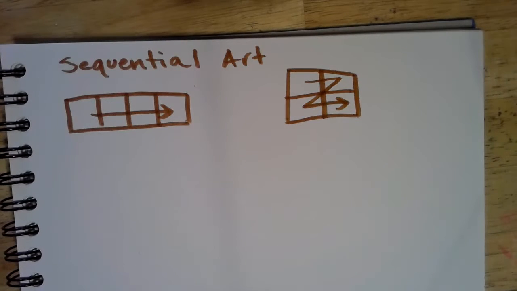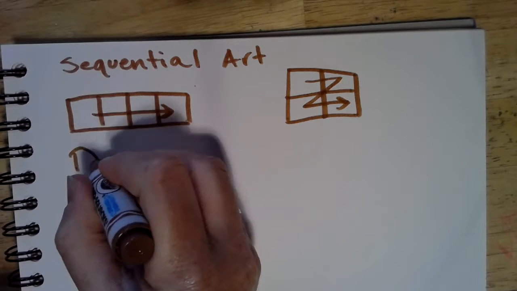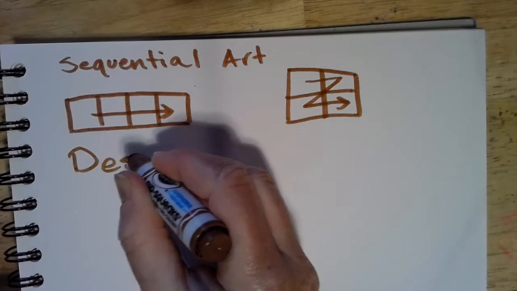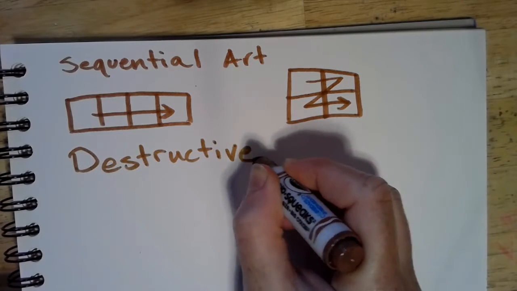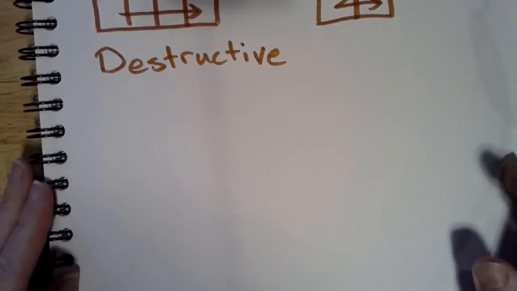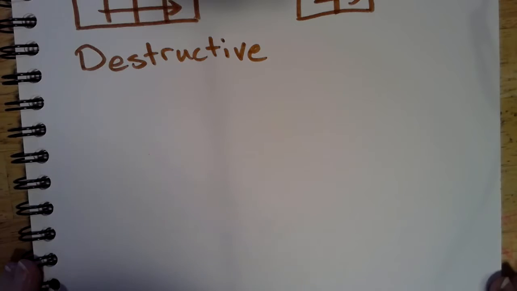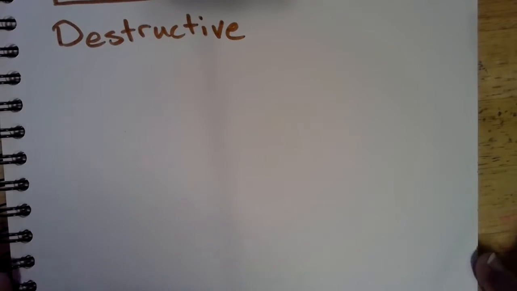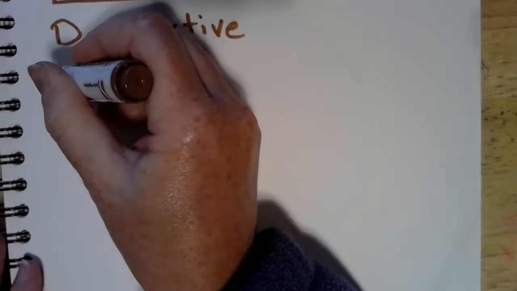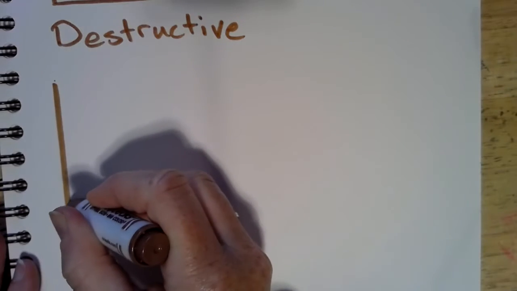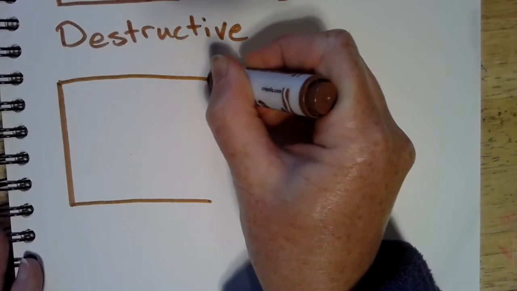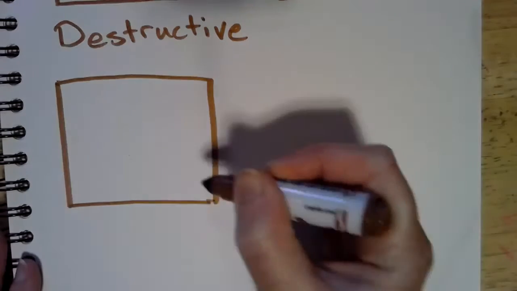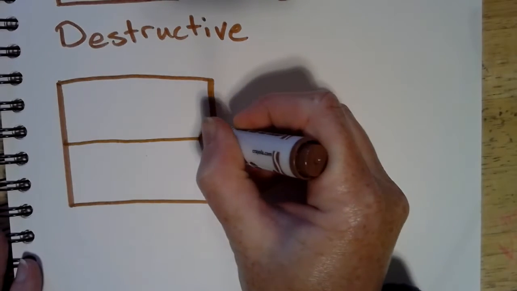All right, so sequential art. Let's start with our destructive formations first. Destructive. This requires destruction in order for them to be created. All right, so go ahead and draw 4 panels. You need at least 2 panels to have a comic, and in this case we're going to have 4. So draw along with me.